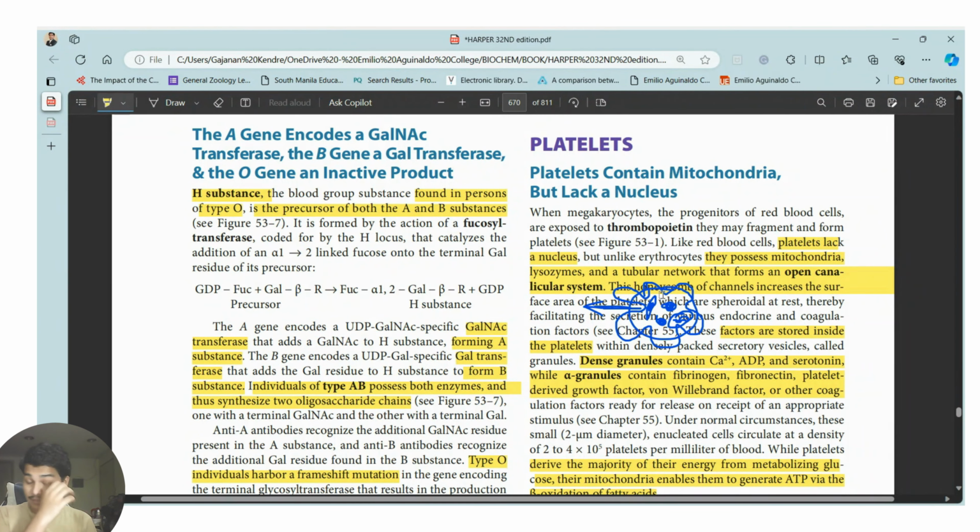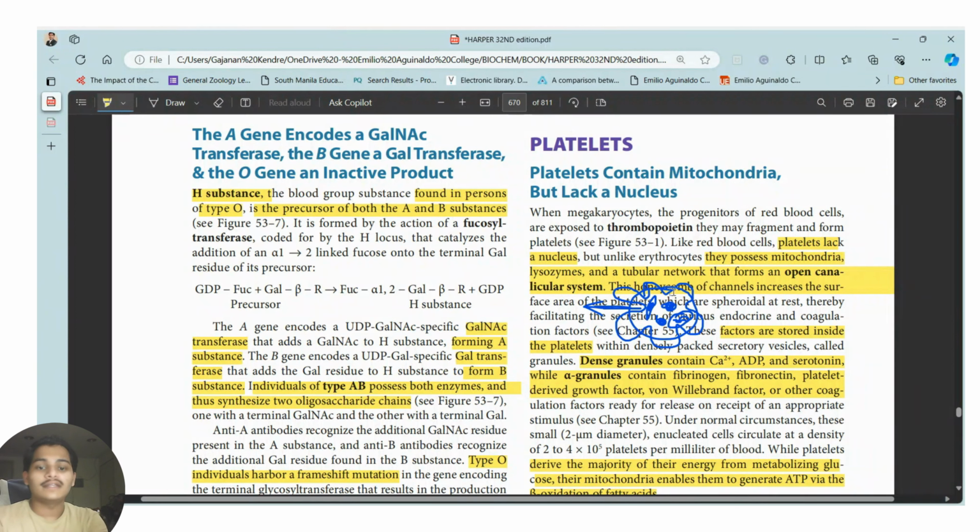The importance of this canalicular system is that the dense granules and the alpha granules, which are present inside of this platelet, can go out when they are called on, meaning when there is a signal from the outer environment. These granules will be secreted, and the platelets will act on that injury or bruising site, and will form a clot.